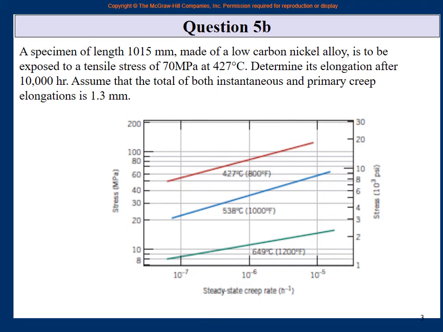Now I remember in one of the quizzes, see, human errors are always possible. I forgot to give this curve.